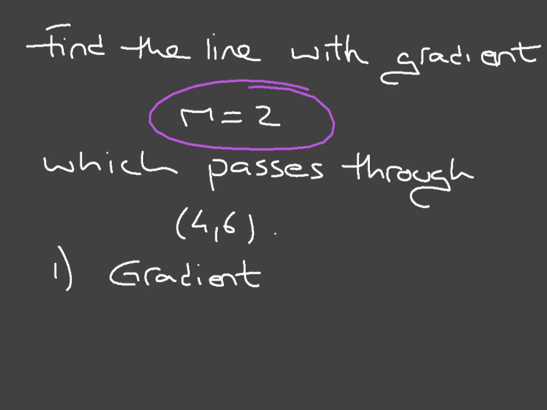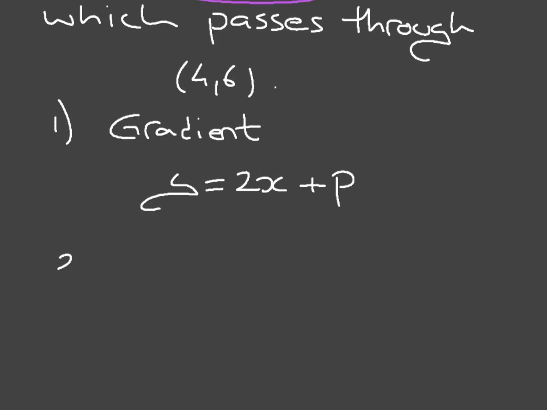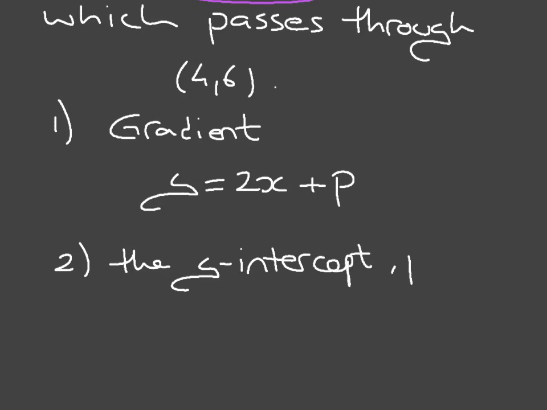So we can go ahead and write what we already know, that's y is equal to 2x plus p. The second thing we have to take care of, like I said, is the y-intercept, p. And to do this, we're going to use the second bit of information we were given, which was that the line passes through the point 4, 6. So let's see how we use this. We already know that this line has to have an equation looking like y is equal to 2x plus p.